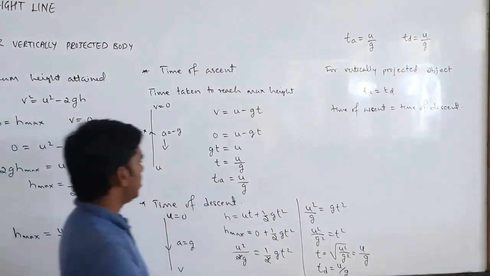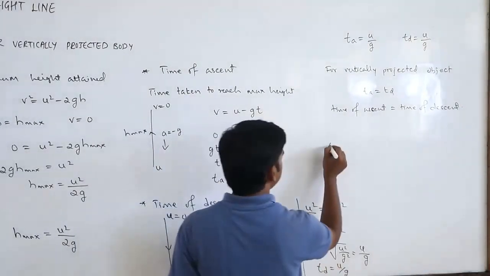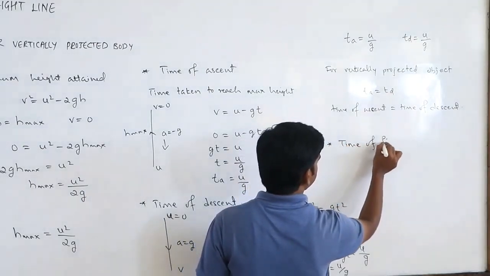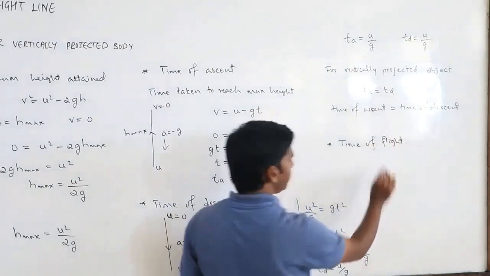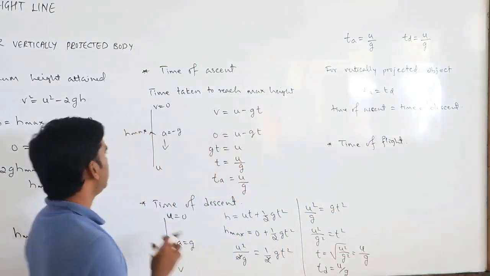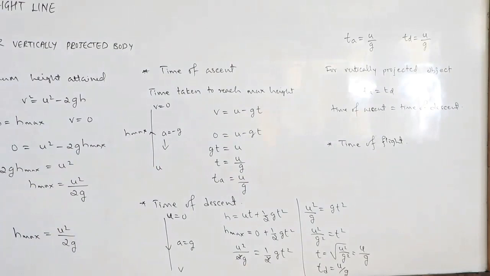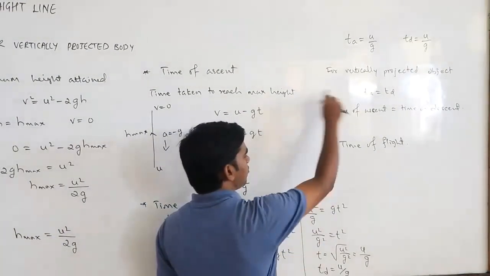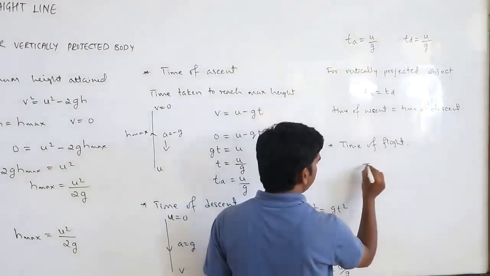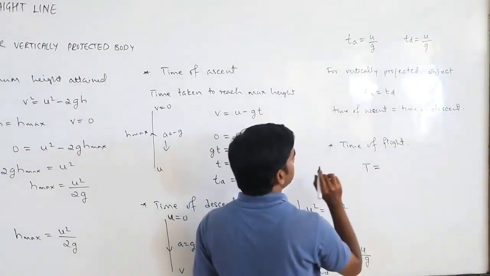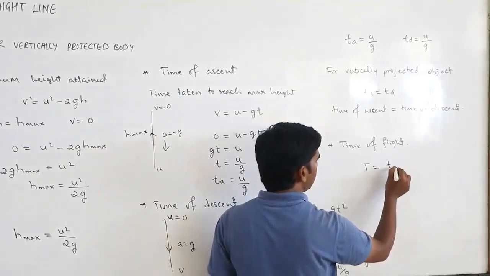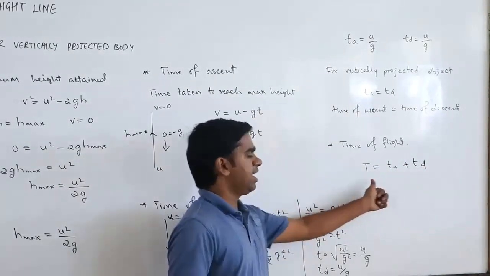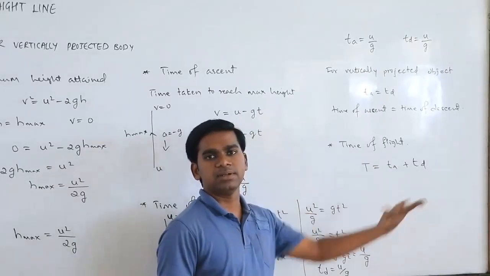So we can find one more parameter here. What is that? The fourth parameter is total time of flight. Total time of flight means the total time taken to go upward and come back to the same position, the total time for the whole journey. So total time is equal to time of ascent plus time of descent.